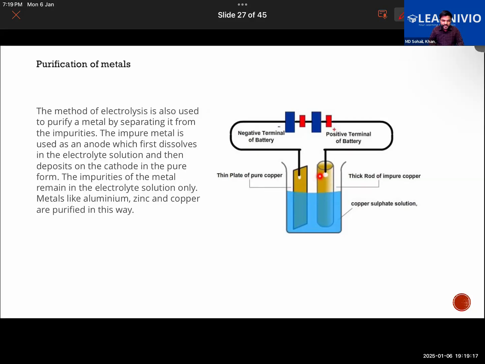Getting it? So the impure metal is used as an anode, which first dissolves in the electrolyte and then deposits on the cathode in the pure form. And the impurities of the metal remain in the electrolytic solution and deposit at the bottom of the anode, and that we will be calling anode mud. Different kinds of metals other than copper are also purified using this method. You have aluminum, you have zinc, they are also purified in the same manner.